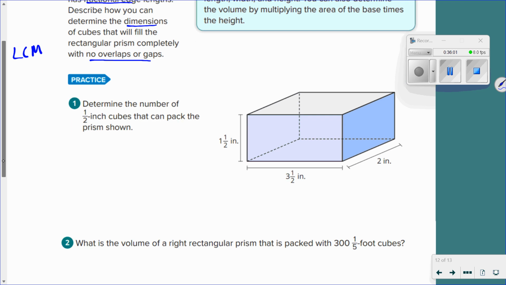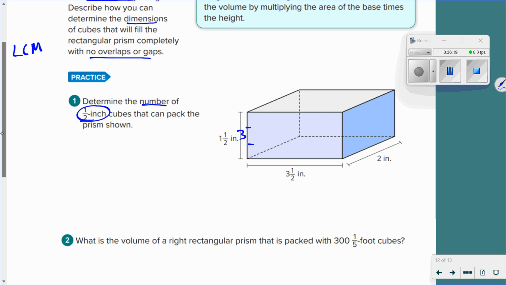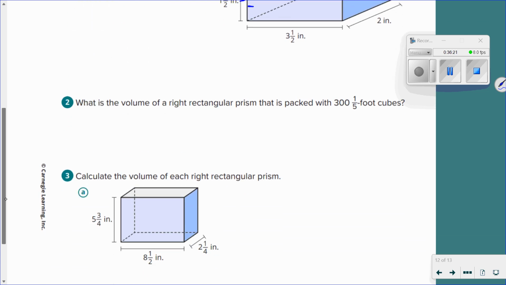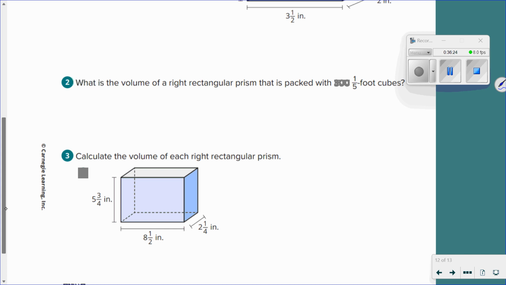Determine the number. Do I need to actually figure out the volume on this? No. They tell me it's half-inch cubes. So basically it's saying if I'm doing half-inch cubes, you can even do a drawing if you want to. How many 1/2s are going to take to get to 1 1/2? 3. That's the only number I'm going to give you. Figure out the other 2. Then you're going to multiply them all together using your volume formula to figure that out.